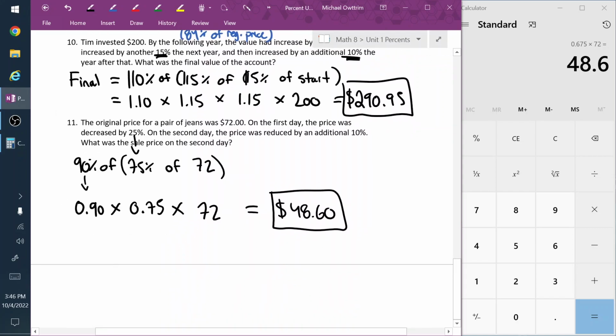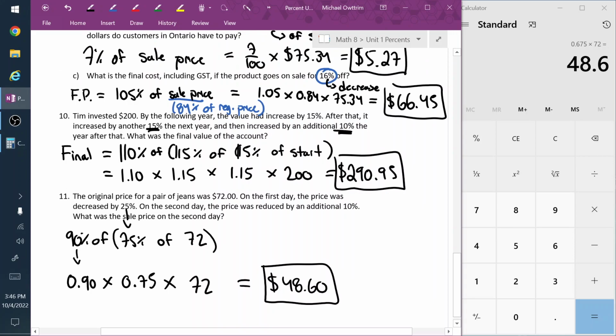Okay. So I hope this video has helped you with understanding some of our concepts for final price and our percent applications.